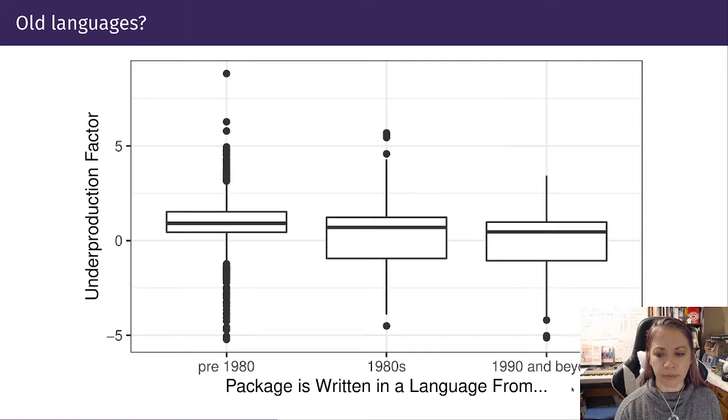All right. So underproduced packages do indeed seem to be written in older languages, especially these pre-1980 languages. Lisp, C, I'm looking at you. However, packages written in languages from the 1980s can still be underproduced. Packages written in languages from 1990 and beyond can still also be underproduced.